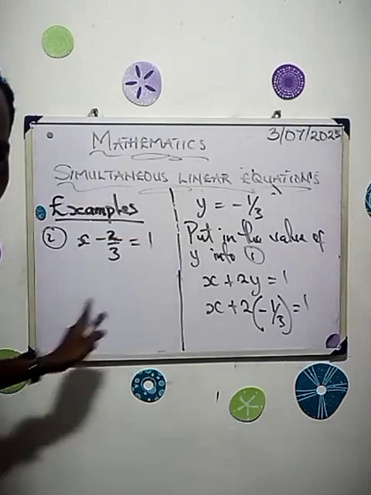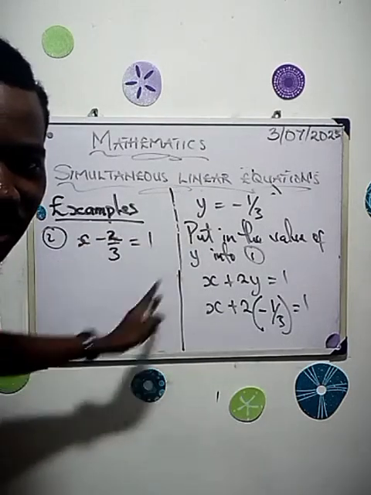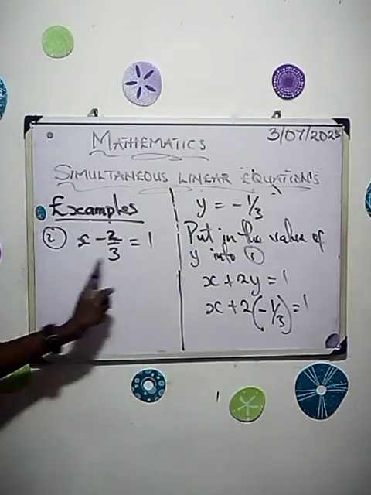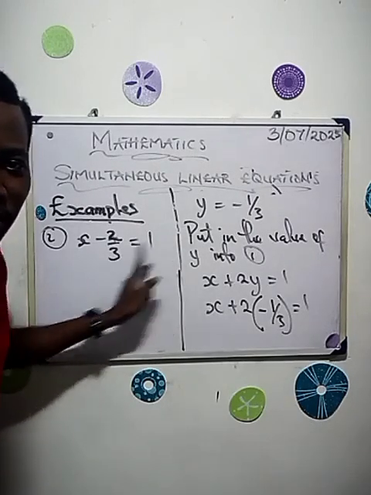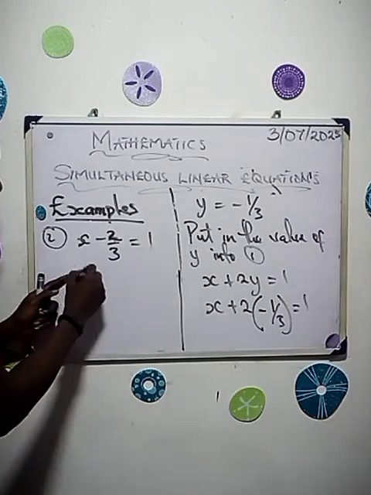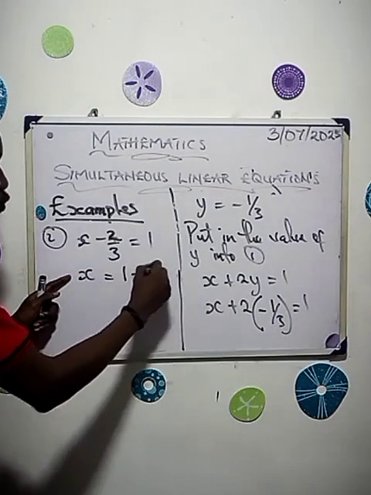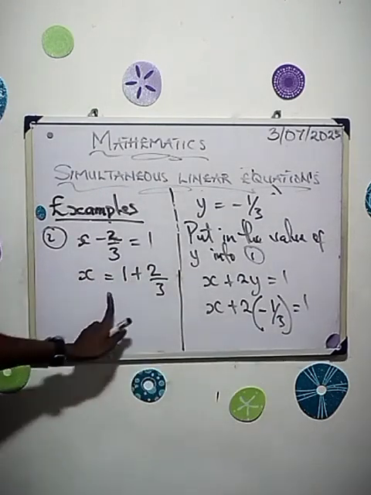Then what's the next thing we're going to do? The next thing we're going to do is to collect like terms. Move this number to go and meet this number. So we're going to have x equals 1 plus 2 over 3.